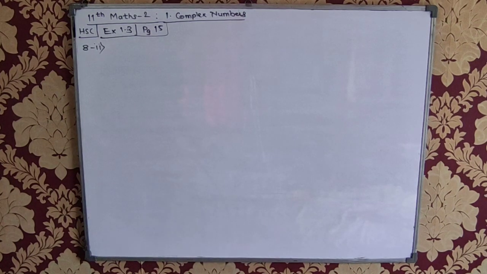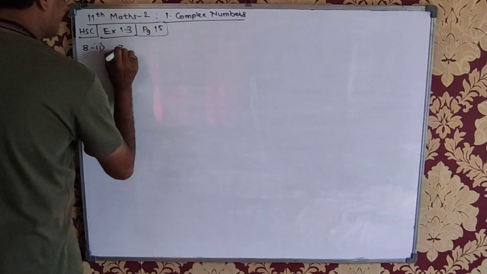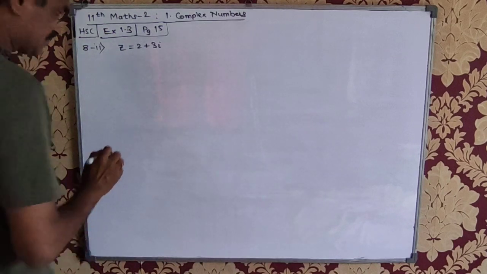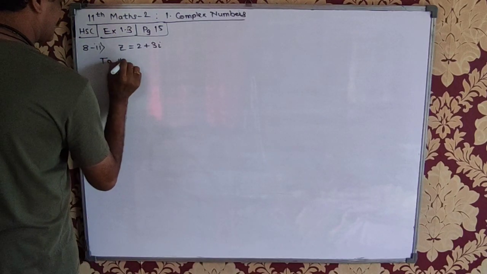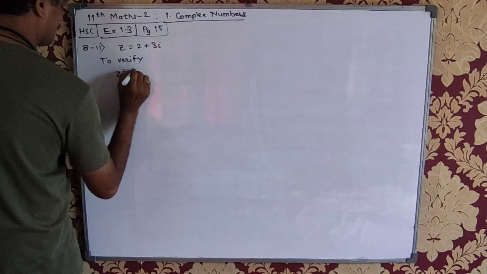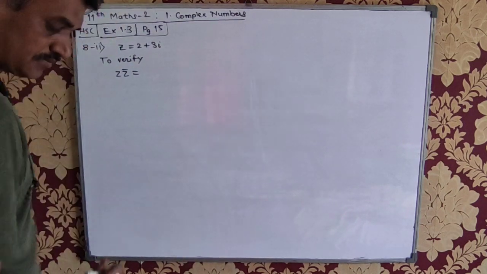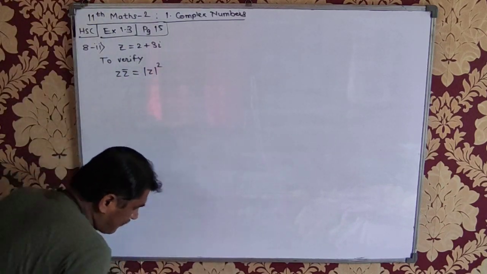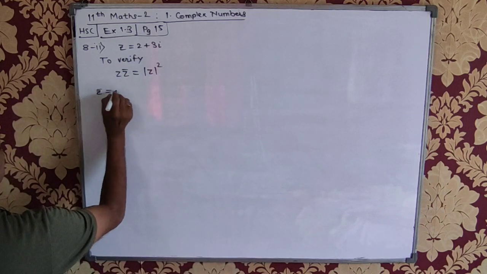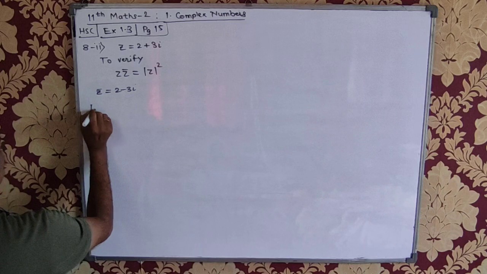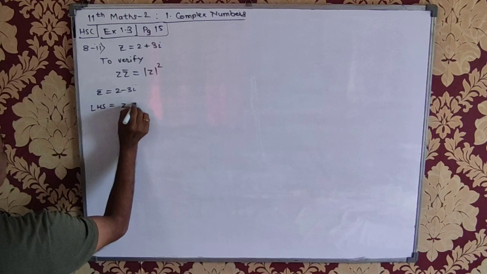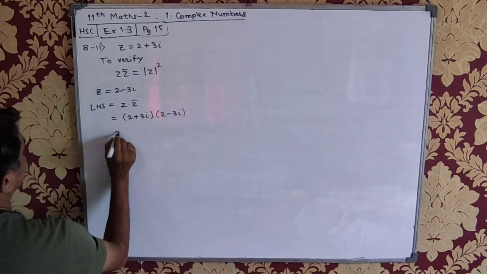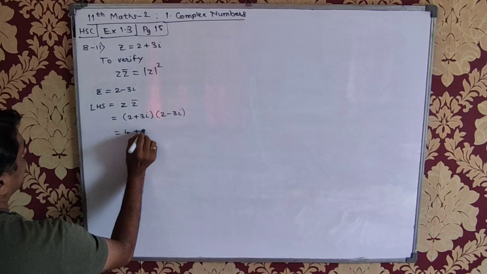Question number 8, part 2. Z is equal to 2 plus 3i. Verify the following: to verify Z into Z bar is equal to mod of Z square. What is LHS? If this is Z, what is Z bar? 2 minus 3i. So the LHS, Z into Z bar, is (2 plus 3i) into (2 minus 3i). That is equal to 4 minus 9i square, which is plus 9, so 13.